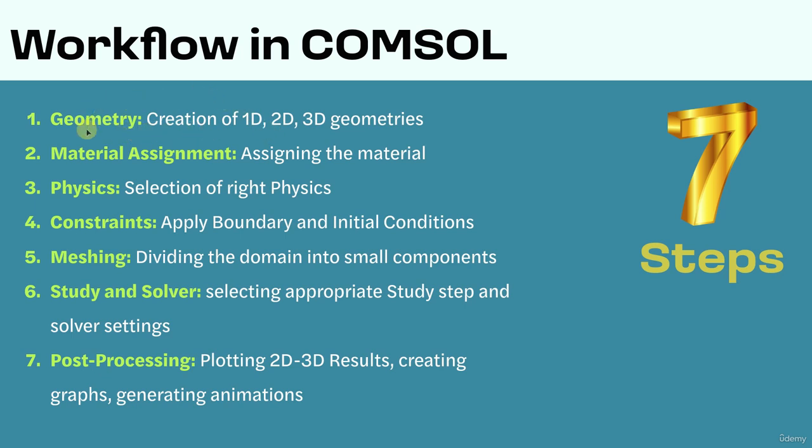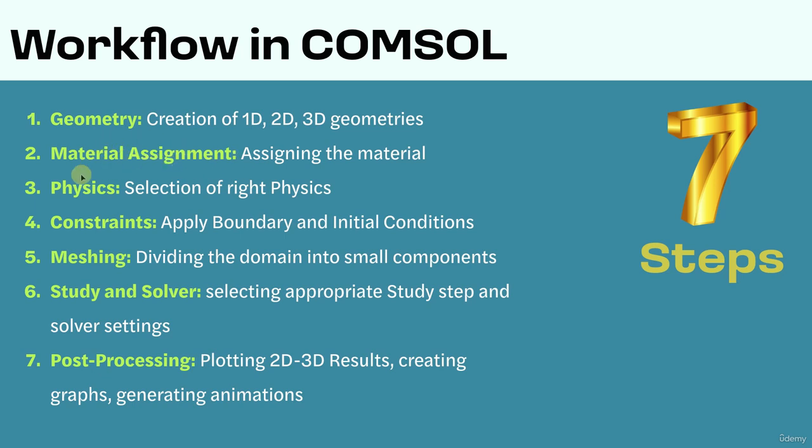The second step in this workflow is material assignment. After creating the domain or the geometry that you want to work with, you need to assign the appropriate material. For example, if you are working with a fluid flow problem, after designing the pipe or any fluid geometry, you need to assign the appropriate material, for example, air, water, oil, or any kind of fluid. So the second step in this workflow is the material assignment.